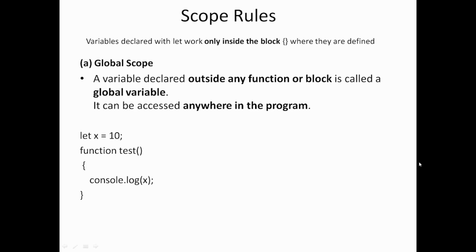So in this slide you can see there is a variable called x. The value of x is 10. It is declared outside of the function test. So this variable can be accessed anywhere in the program. That is called global scope.